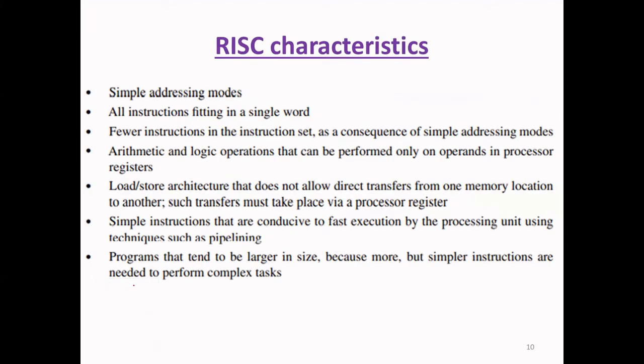Now let us see RISC and CISC characteristics. RISC, reduced instruction set computer, is very fast compared to CISC, and it has simple addressing modes. All instructions fit in a single word. That means if one instruction takes 2 bytes, for example, all types of instruction will take 2 bytes only, single word, maybe 16 bit, right? So if one instruction takes 16 bits, every instruction also will take 16 bits only.